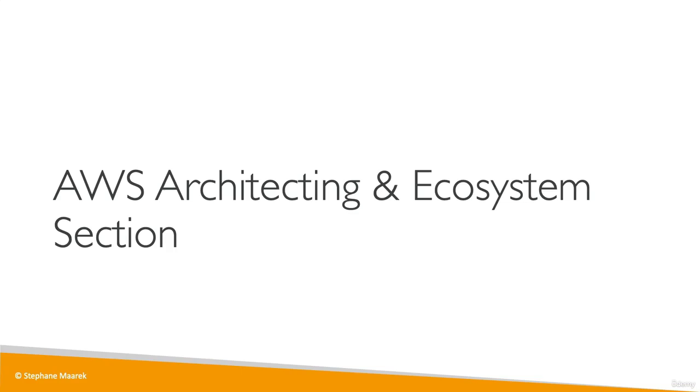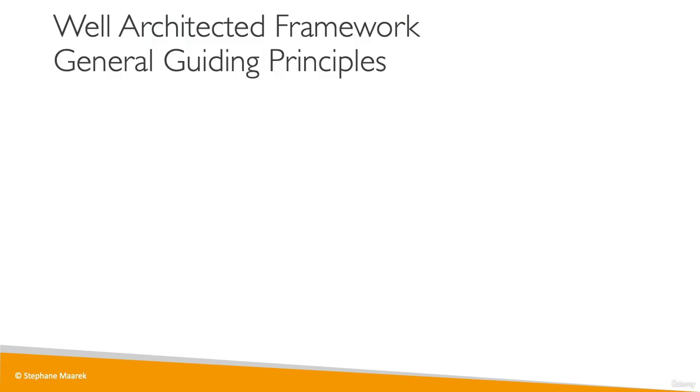To this section on architecting on AWS and the AWS ecosystem. So first we're going to talk about the well-architected framework and the general guiding principles. So in the cloud, when you want to have a good architecture, you need to stop guessing your capacity needs. Instead, you should use auto-scaling and scale based on what the actual demand on your system is going to be.